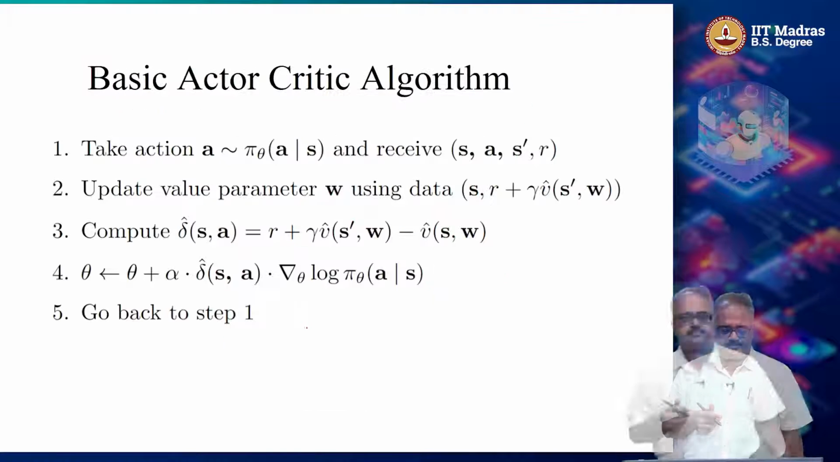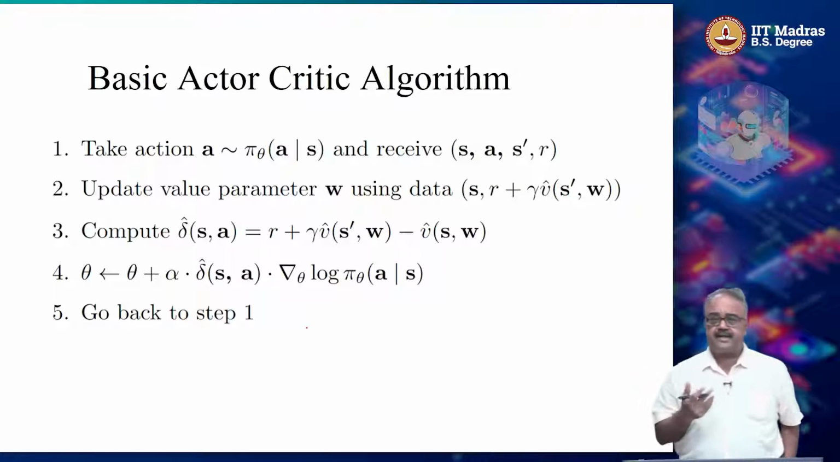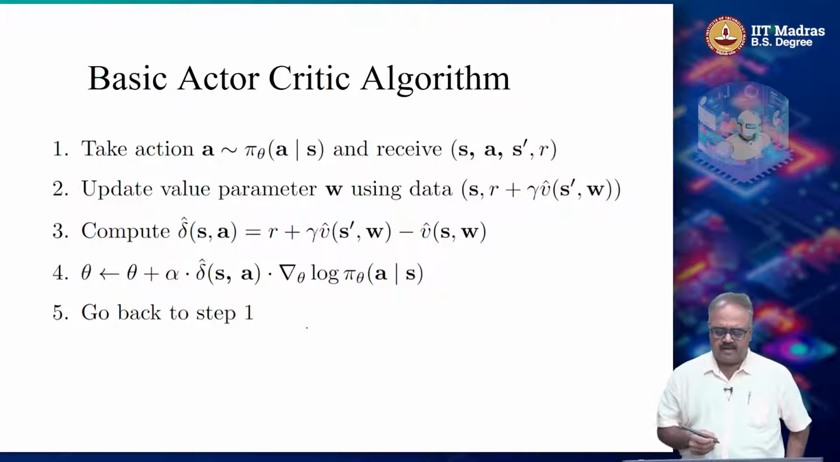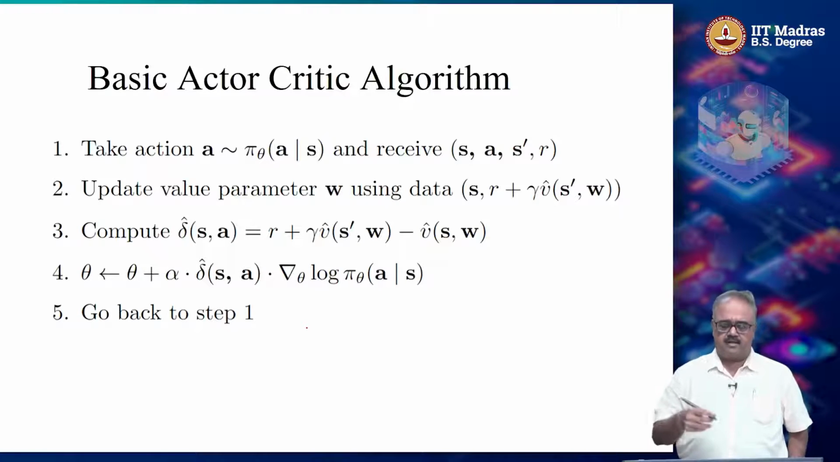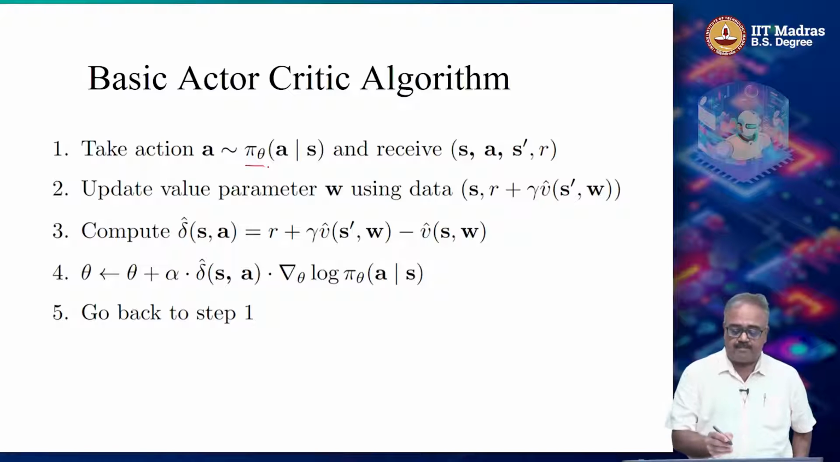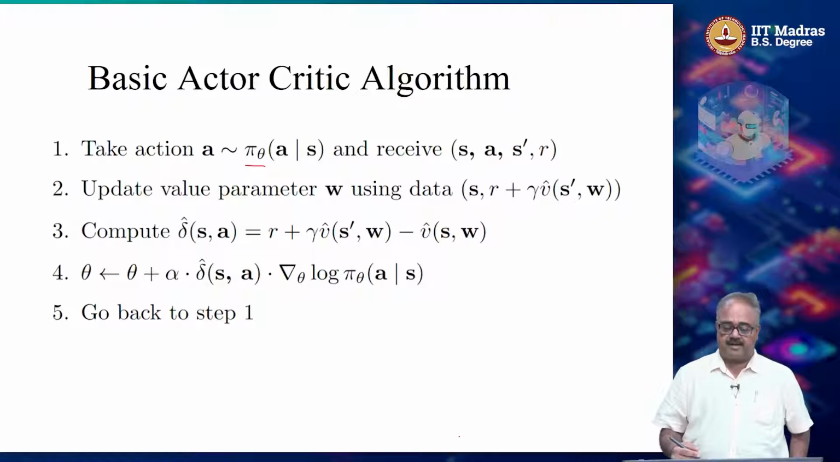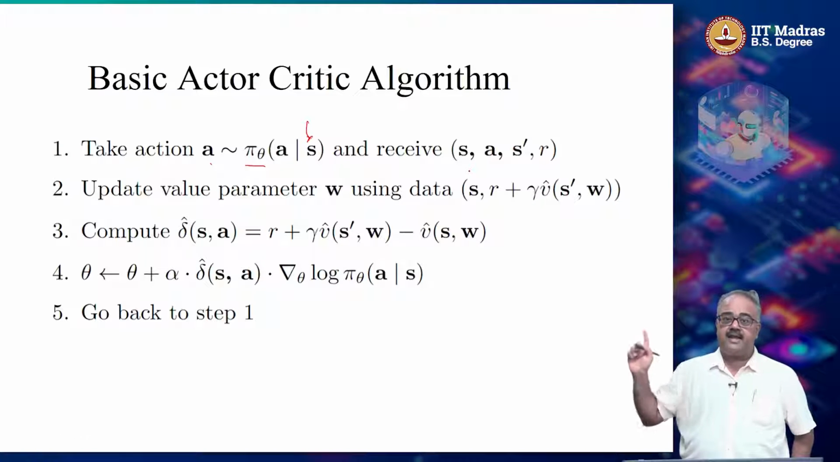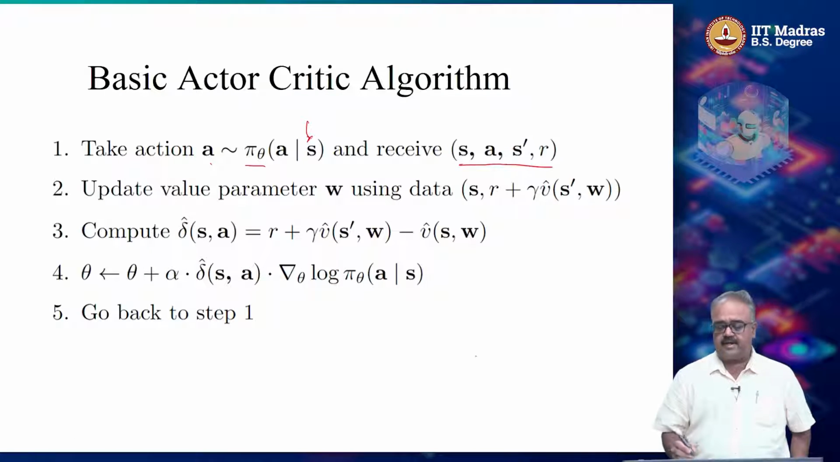So, the basic actor critic algorithm works as follows, very similar to the setup that we saw earlier, except that we are making it more simplified now. Instead of having all the paraphernalia that we had earlier, we are now making it a simple algorithm. You have a policy pi theta for the current setting of parameters theta. You take an action A sampled from pi theta given the current state S, and then you receive the following experience: state, action, next state and reward.